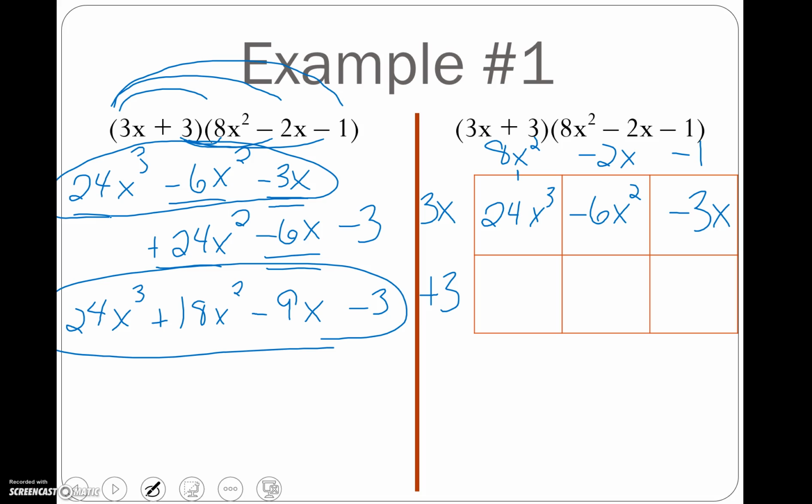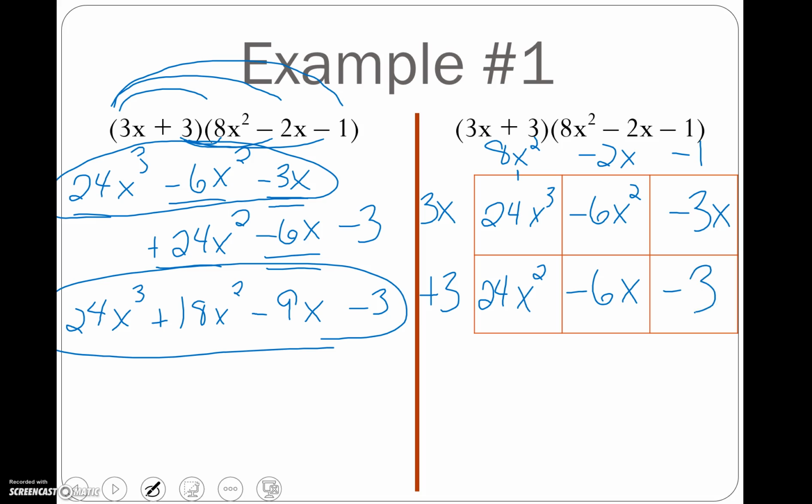So now I'm going to do it with a plus 3. So 3 times 8, we're going to follow that same process. So I'm doing 3 times the 8x squared, leaving me with 24x squared. Since the 3 doesn't have a variable, I'm not going to increase the exponents at all. Continuing on, I'm going to do 3 times the negative 2x to get a negative 6x, and 3 times negative 1 to get a negative 3.